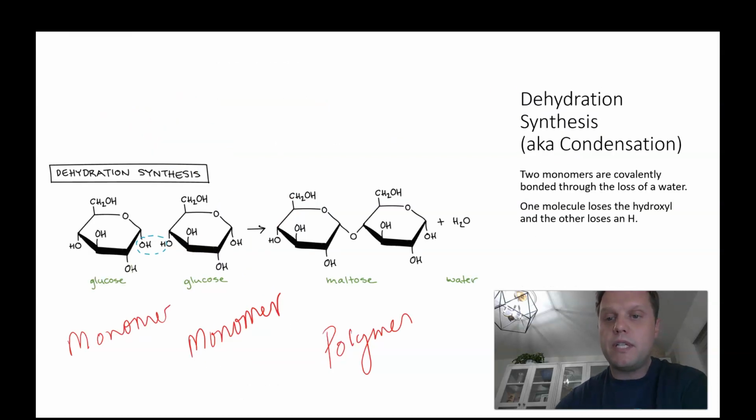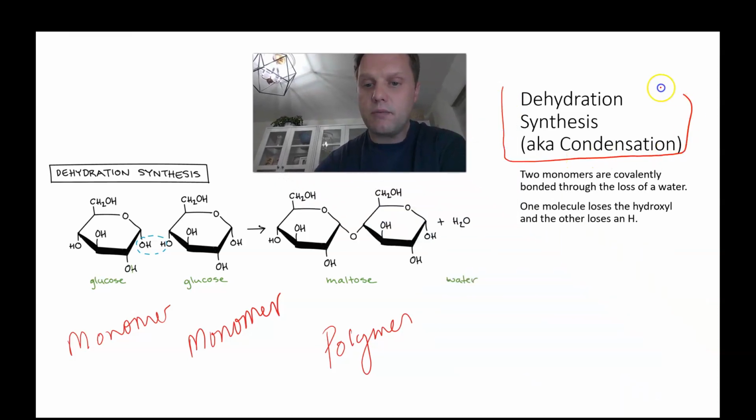When we do dehydration synthesis again, what we're doing is bonding two things together by removing water, just like we did in our organic reactions. You can see that we're removing an H and an OH. And what kind of bond would this be if this is a carbon and this is a carbon? So again, what kind of bond would this be? This is an ether linkage. And that's what we learned in our previous lesson.